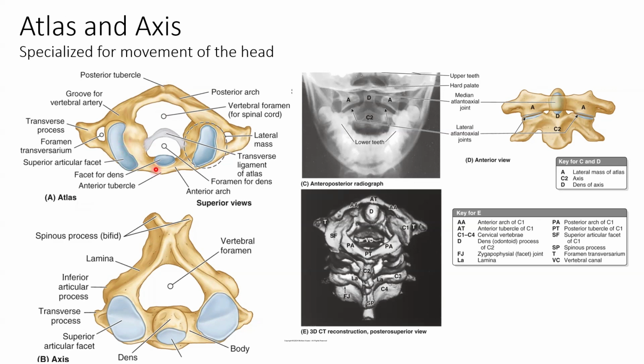The Atlas C1, as I mentioned before, has no body and no spinous process either. It's just basically a ring. But it does have anterior and posterior arches. It has lateral masses that hold the cranium. So your occipital condyles of your head are going to sit right on your lateral masses. Okay, so you see that in this radiographic image. This is C2, this is Atlas or C1, and your head is sitting right on top of it.